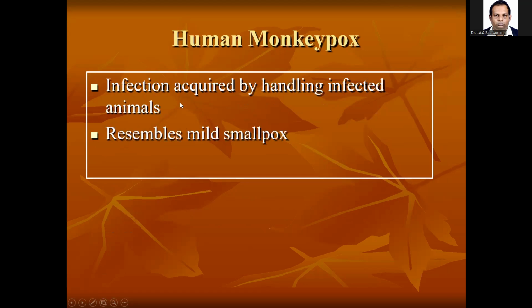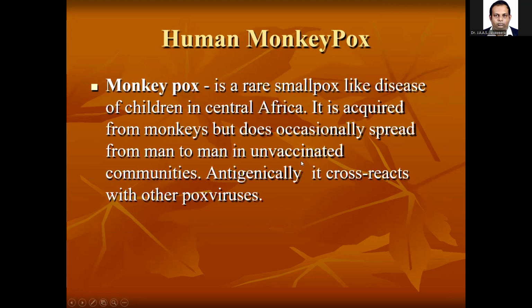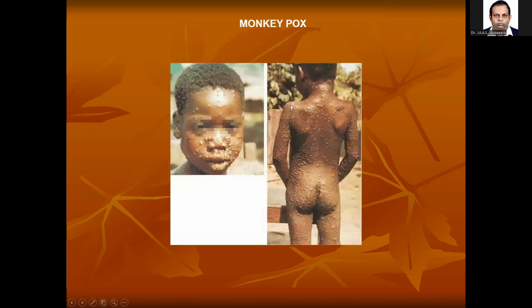Monkeypox infection is acquired by handling infected animals and resembles mild smallpox. Human monkeypox is a rare smallpox-like disease of children in Central Africa. Nowadays, there is an ongoing epidemic. It is acquired from monkeys, but occasionally spreads from man to man in communities unvaccinated against smallpox. Genetically, it cross-reacts with other viruses. So you can see monkeypox in an African child.